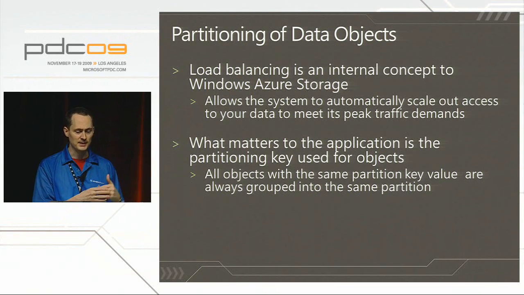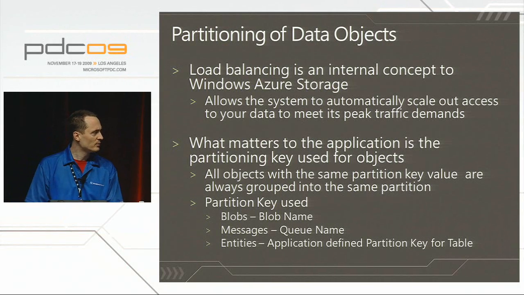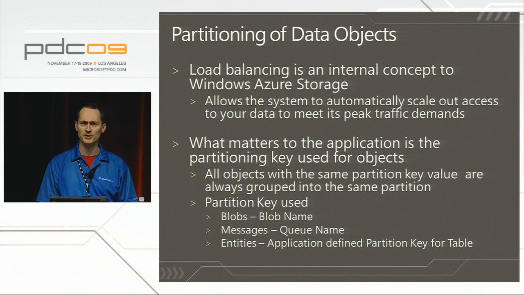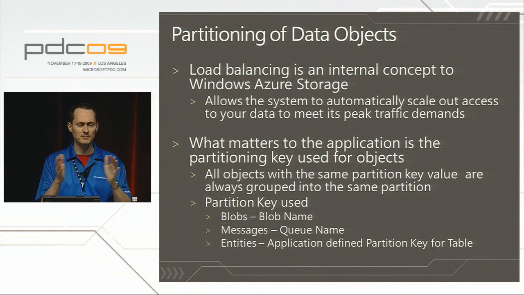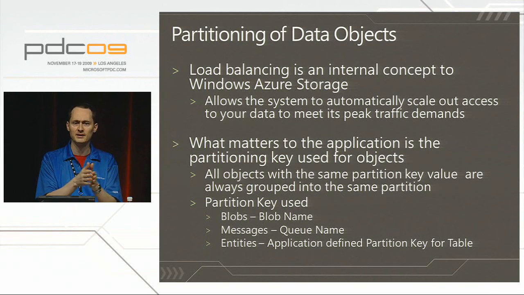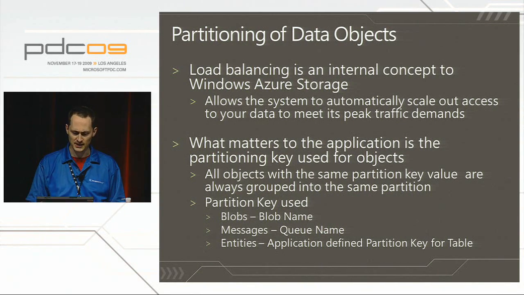So for our blobs, tables, and queues, what is the partition key we use? Well, for blobs, we use the blob name for the partition key. So what this means is that if you have a blob container, we can take that blob container and spread the blobs out across many backends. Okay, so you can put as many blobs as you want within the container, and we'll spread those out and serve the content through them across many backends.